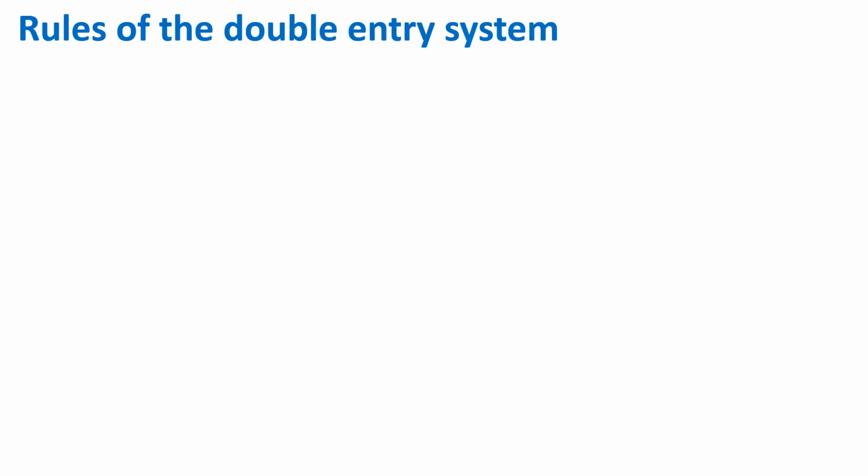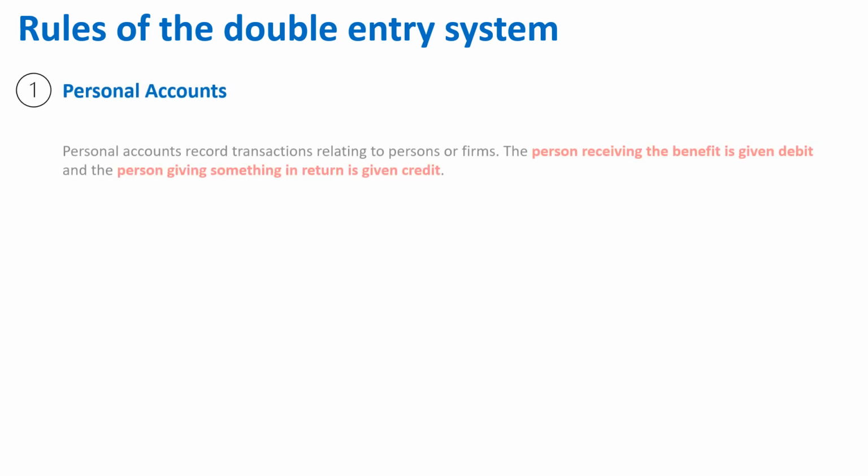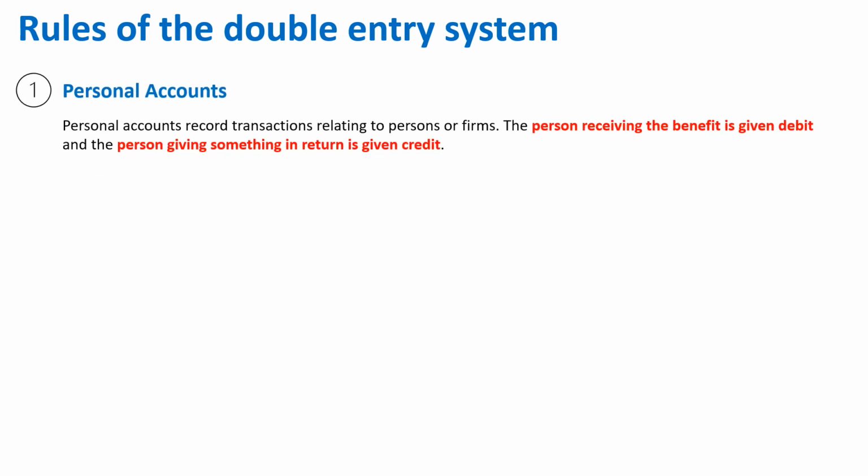So now let's come to the critical part of the double entry system. We need to understand the rules to be followed to know what should be debited and what should be credited in the case of a personal account, a real account, and a nominal account. We'll start with personal accounts. Personal accounts record transactions relating to persons and firms. This is what we have seen in the previous slide.